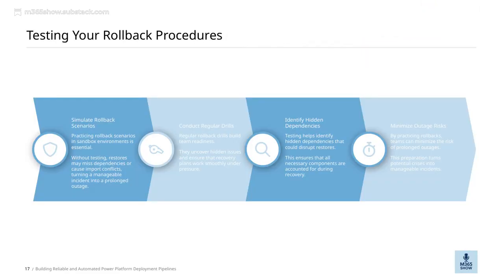Let's talk about testing your rollback procedures. By regularly practicing how you revert changes, your team can significantly reduce the risk of experiencing long outages. This kind of preparation helps turn what could be a crisis into a manageable incident, making recovery much smoother.